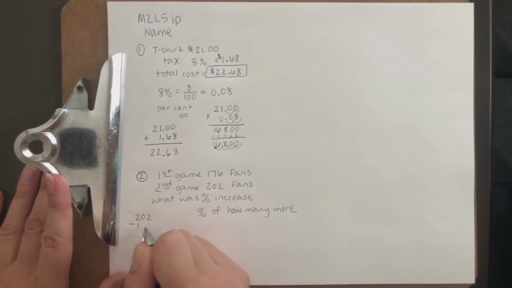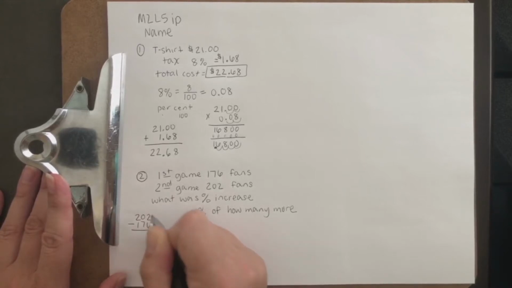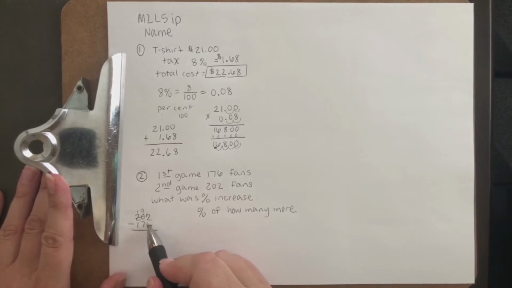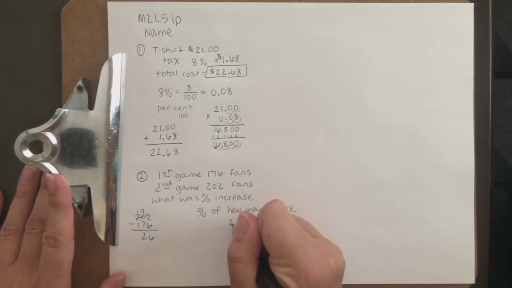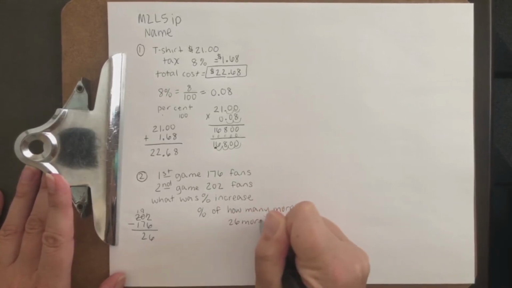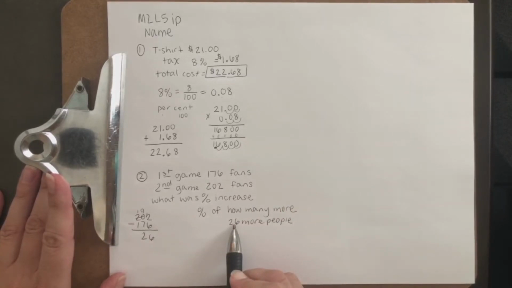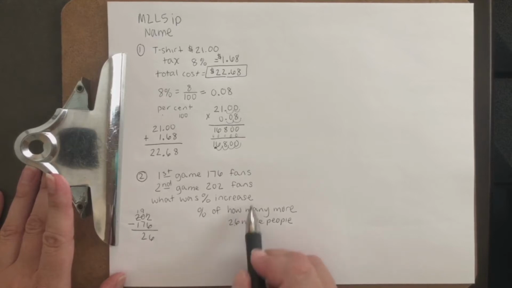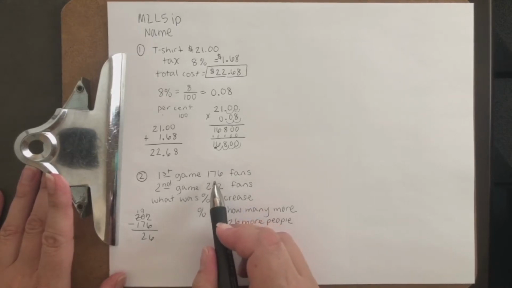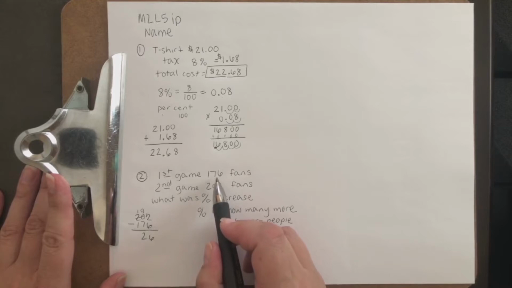202 minus 176. I'm going to need to borrow. That'll be 19. This is 12. 12 minus 6 is 6. 19 minus 17, or 9 minus 7 is 2. And 1 minus 1 is 0. So 26. So 26 more people. So now we need to make that a percent. And it's a percent increase from the first game. How many more? What was the percent over the first game?